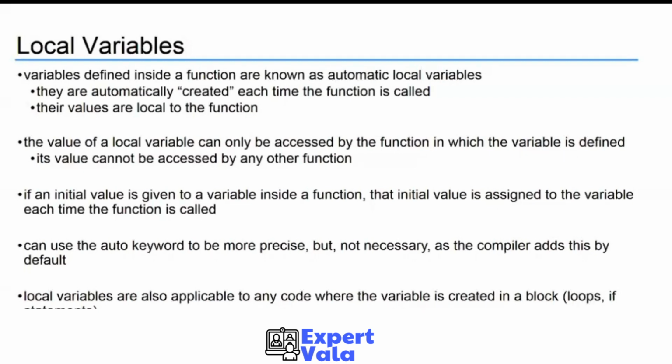Local variables are also applicable to any code where the variable is created in a block, such as loops or if statements. Again, the block for an if statement is just where the brackets start. That's referred to as a block. Blocks can be in functions, in if statements, in loops, anywhere that there are brackets essentially.